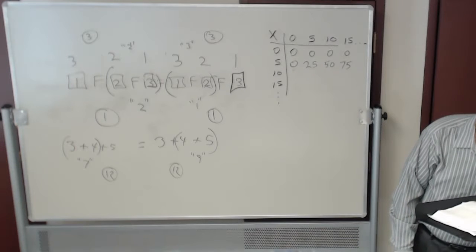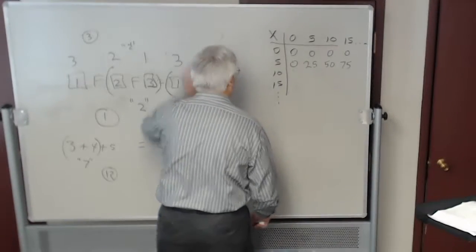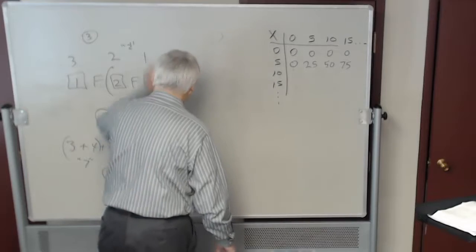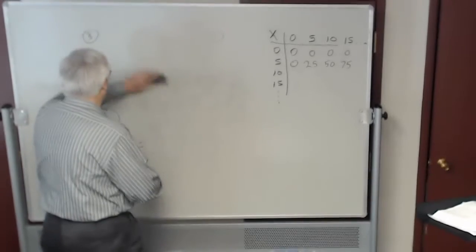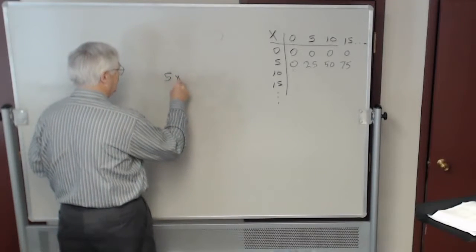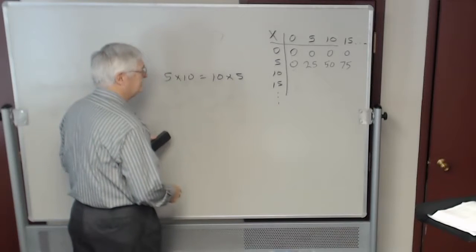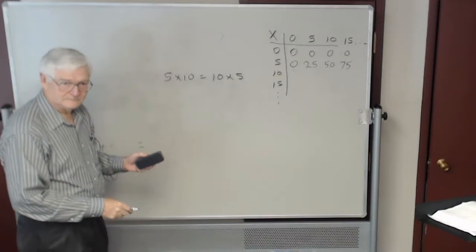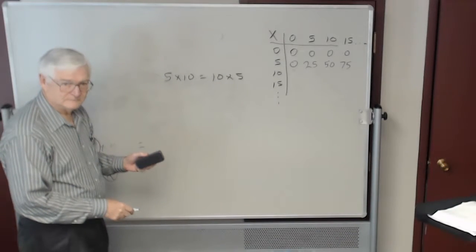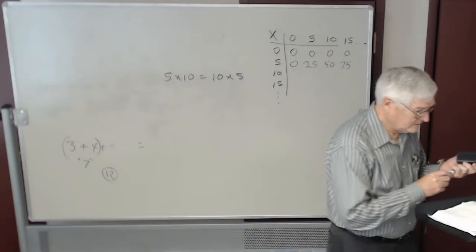Is the operation of ordinary multiplication commutative? What does that mean? Does 5 times 10 equal 10 times 5? Yes.